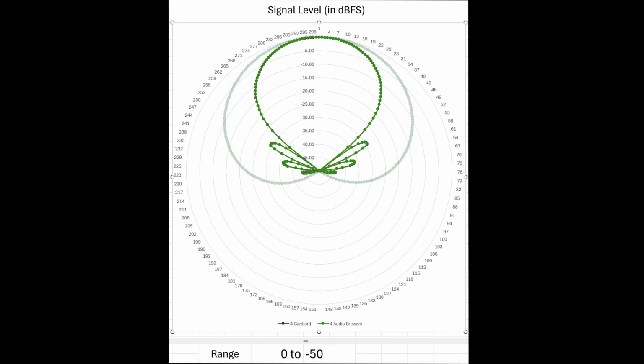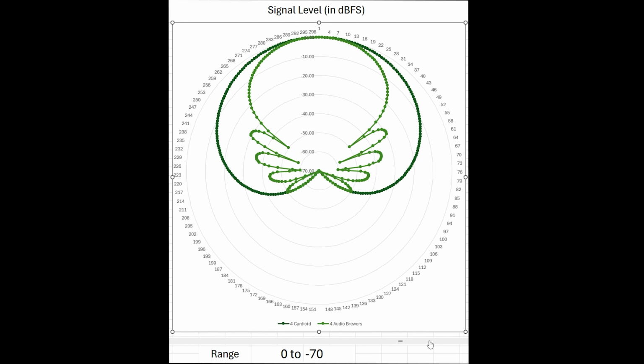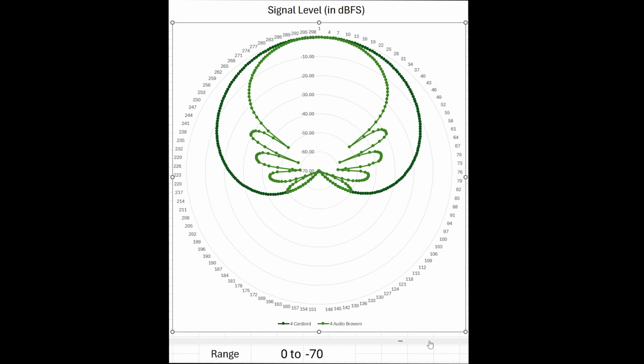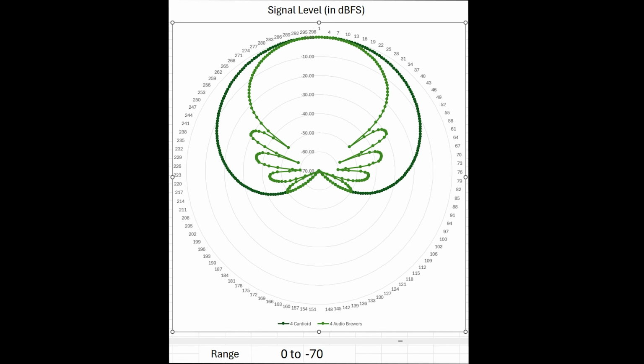So let's just zoom in even further than 50 decibels. How about going to 60? Or let's just go to 70. At 70 decibels, you can see that the cardioid polar pattern of the fourth order signal is just, again, a big pattern. And Audio Brewers is still very, very narrow, and the blobs on the sides are 30 decibels and more away from the original signal at 0 azimuth and 0 elevation. It's really, really narrow. It's really cool, this beam.